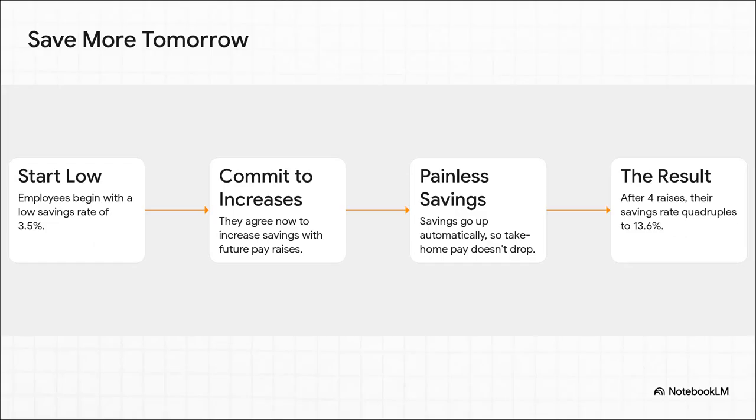A brilliant example of a good nudge is the Save More Tomorrow program. It's genius. You simply agree now to increase your retirement savings later whenever you get a pay raise. The results are amazing. People's savings rates quadrupled, and they didn't even feel it because their take-home pay never actually went down. It's painless saving.